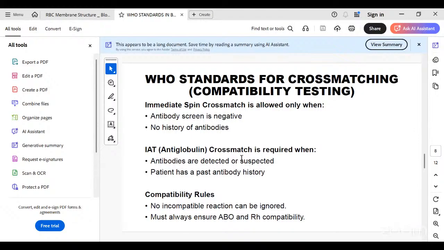Now, the compatibility rule is that no incompatible reaction can be ignored. That is, no matter how little or how small the reaction is, it cannot be ignored. Then, number two, you must always ensure that ABO and Rh compatibility pass. That is, ABO and Rh must be compatible for every unit before we give out the blood. That's the issue. The next slide, please.